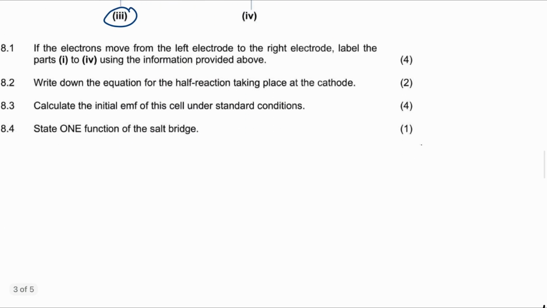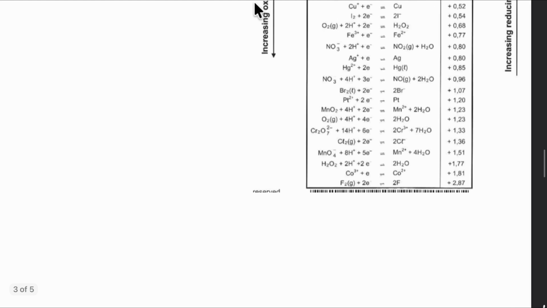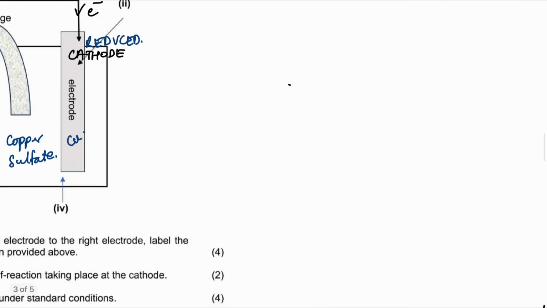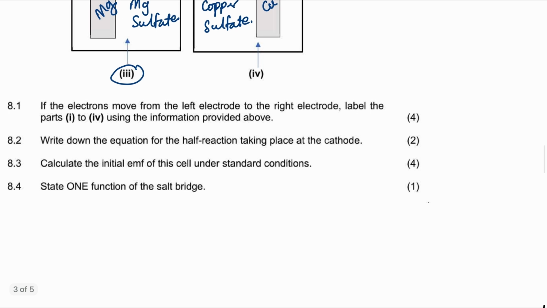Let's take a look at question 8.2. Write down the equation for the half reaction taking place at the cathode. Now at the cathode, we are going to have reduction, and reduction is written from left to right. So the answer here is going to be Cu2+ + 2 electrons, giving us Cu.